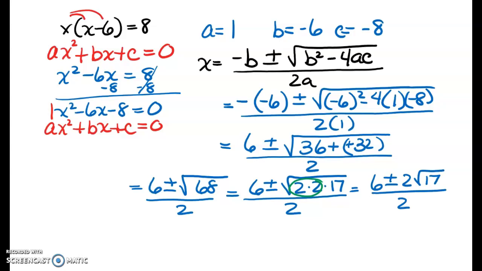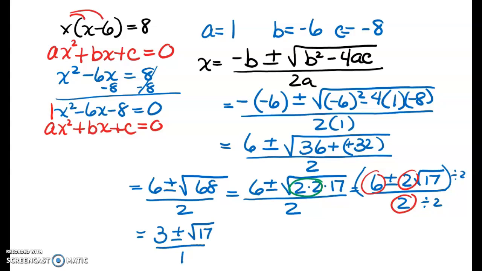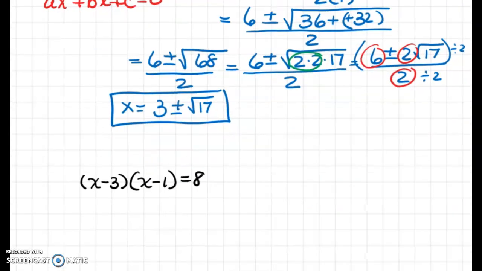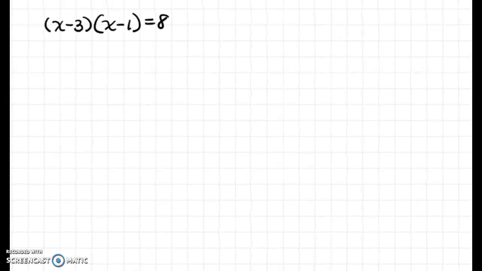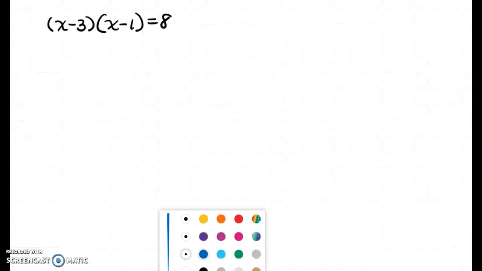And then I want you to take a look at all my numbers. They all reduce by a factor of 2. So I'm going to divide each of these by a factor of 2. And I get a 3 plus or minus 1 radical 17 over 1, which I don't need to divide by 1, so I'm going to erase that. And I look and see that 3 and radical 17 are not like terms, so those are my solutions for x. And then this is going to be my last one before I start up a new video.